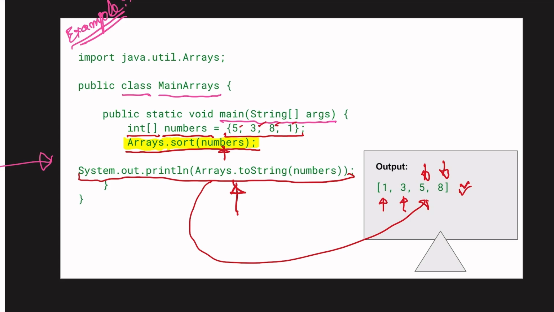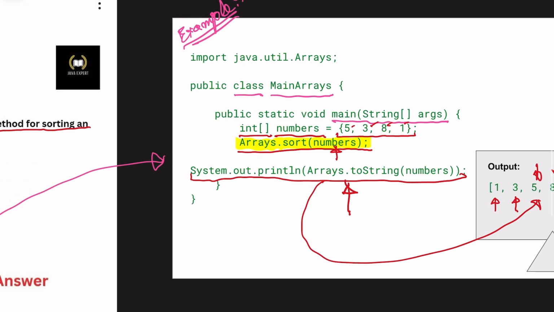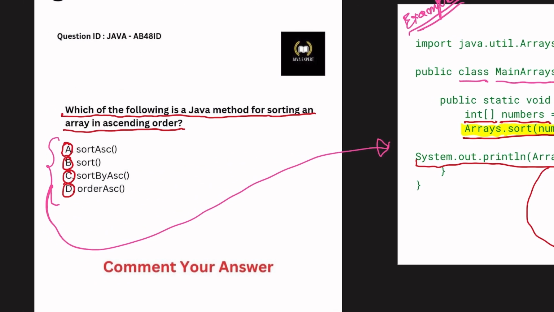Okay, let's come back to the question and let's see option A first. Short ascending. Short ascending is not a real Java method. There is no method called short ascending in Java's standard libraries. So that is why option A is wrong. Option A sounds logical, but it doesn't exist in the Java standard library.